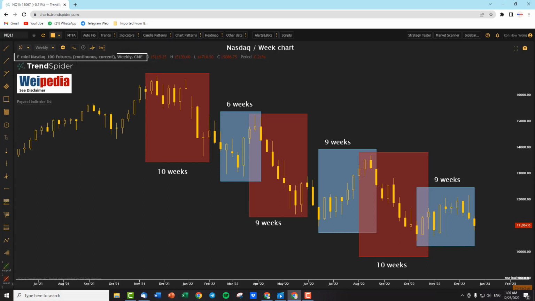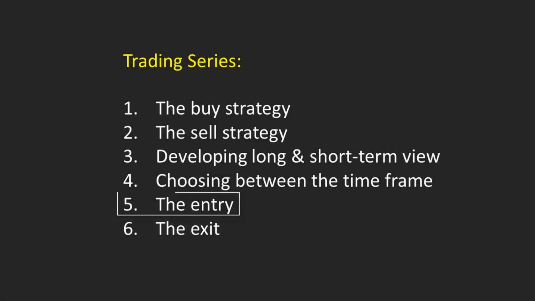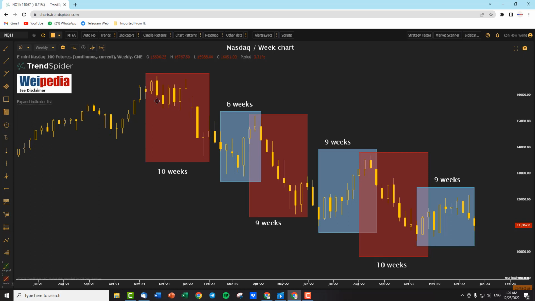This is what we're seeing here, the Nasdaq E-mini futures. Now, let's count the weeks. As we looked into on part 5, we spoke about the entry. We are using the patterns of candlesticks. So today I'm going to continue with that.